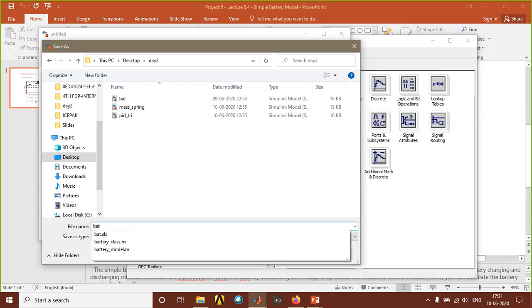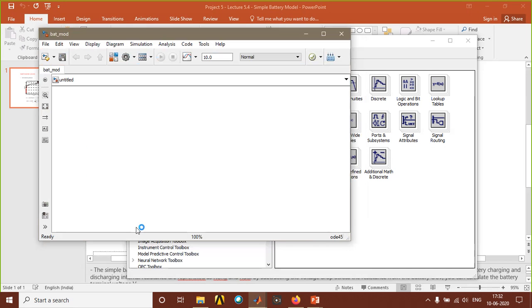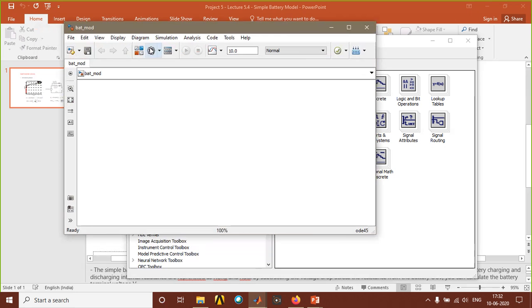Already I have bat, so bat mode. Okay, so I'm just giving a small representation. Bat mode. Fine. Now, what do I have to do first?